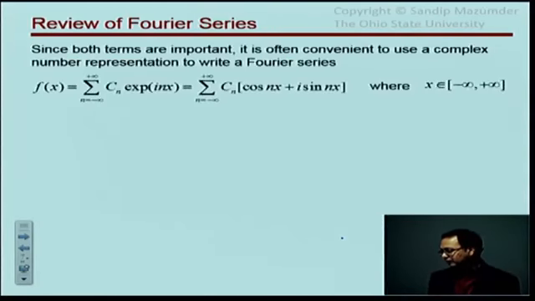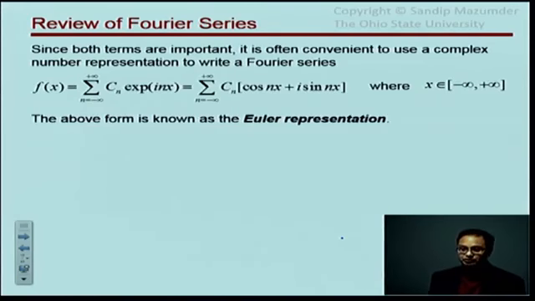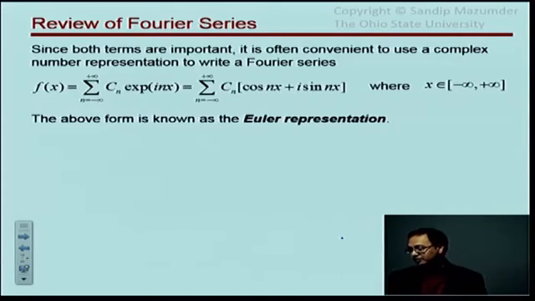Now, because both terms are important, typically what people do is instead of writing the Fourier series as sines and cosines, they use this alternative form of the Fourier series using complex numbers. This is known as the Euler representation, where you write the Fourier series as some constant times e to the power i n x. Of course, e to the power i n x is cosine nx plus i sine nx, so we retain both the cosine and sine terms by doing that. It is also easier to work with the exponential functions than with the sine and cosine functions. This is something that Euler came up with.